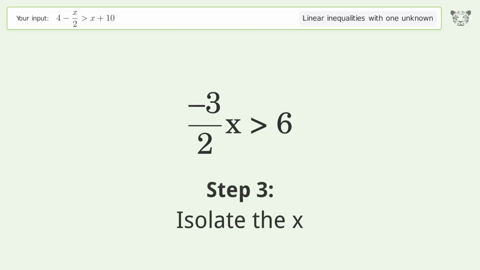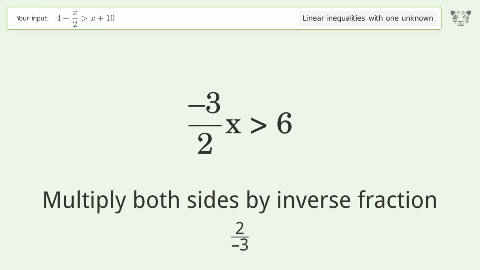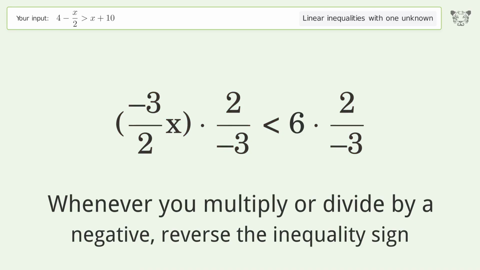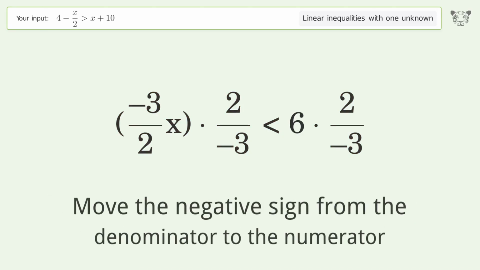Isolate the x. Multiply both sides by inverse fraction 2 over -3. Whenever you multiply or divide by a negative, reverse the inequality sign. Move the negative sign from the denominator to the numerator.